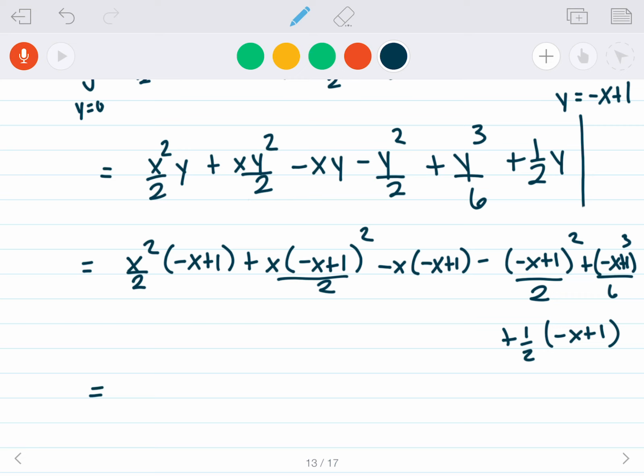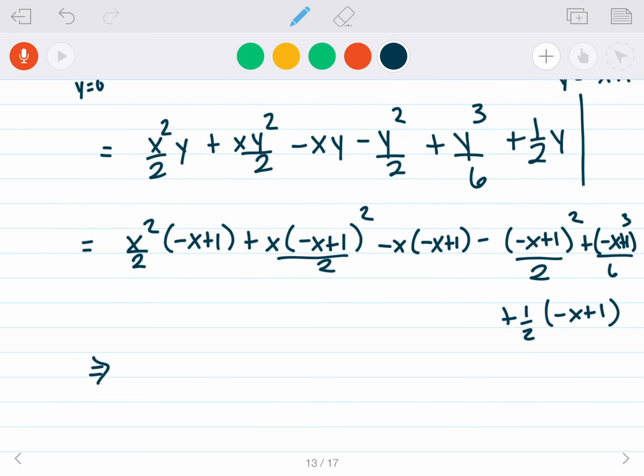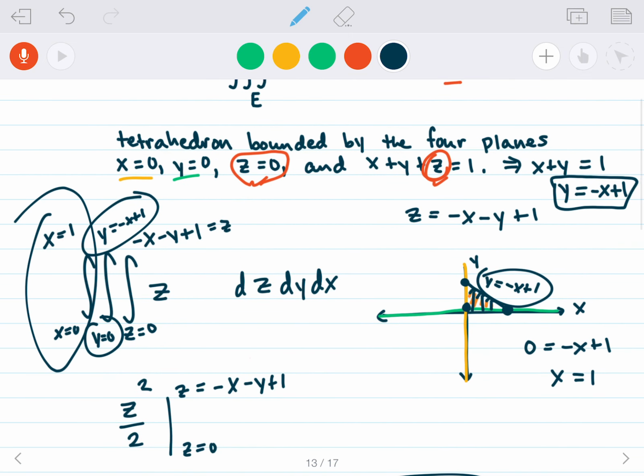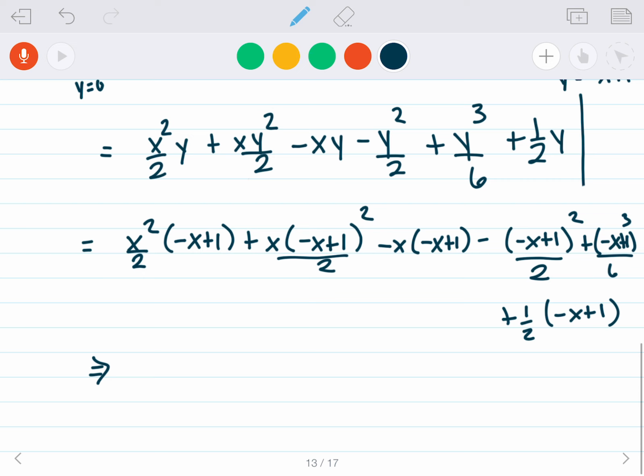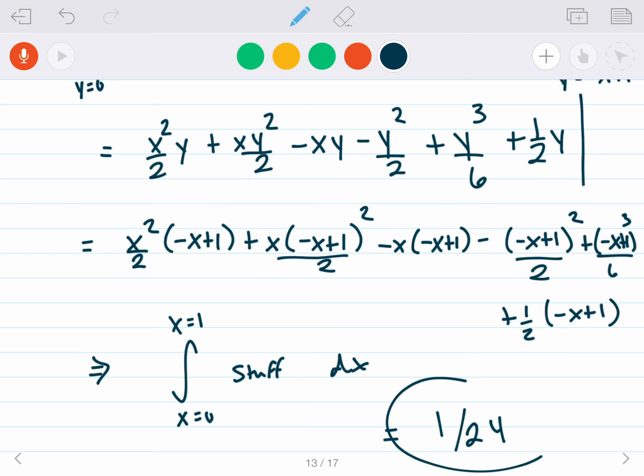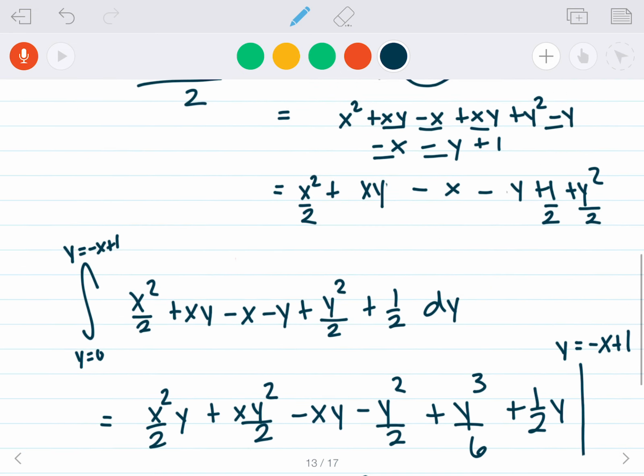Okay, so I am not going to do all of this. I'm not going to do the computation, but you should get something when you do this, and then you're going to integrate from x equals 0 to x equals 1, stuff dx, right? Whenever you simplify this, whatever you get. And I'm getting that your answer should be 1 over 24. Okay, and that is that one.